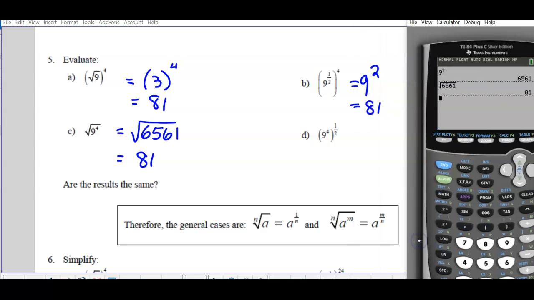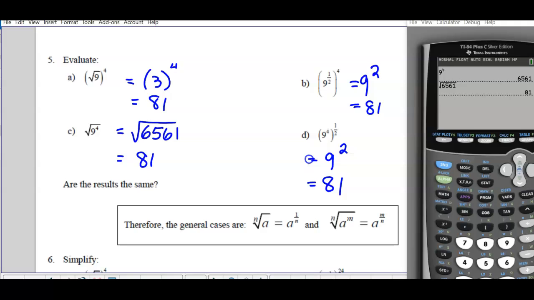And then this one here, again, power of a power. That's going to be 9 to the exponent 2, which is 81. So take a look. What's similar about them? Here, inside the brackets, is the exponent of 1/2.